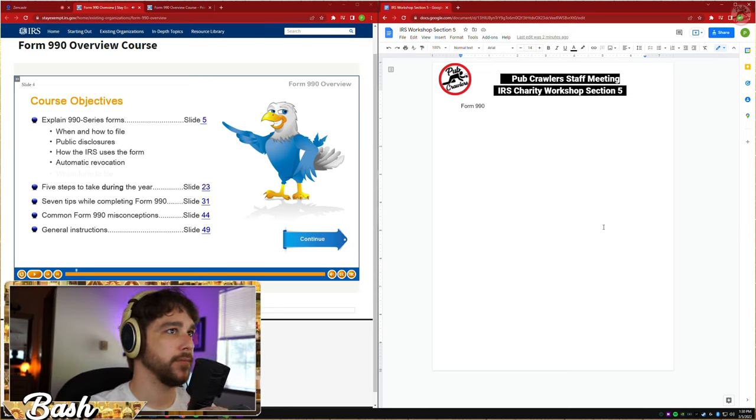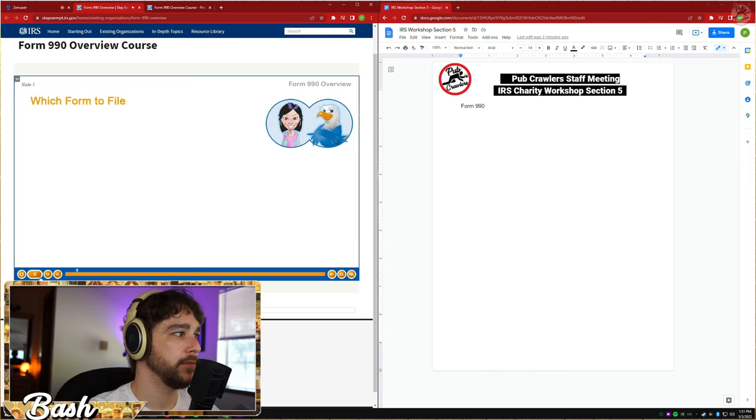I'm interested in how the IRS uses the form. I wonder how far into detail they go with how they use it, how they process it, and what it does. I would assume it's all automated and just scanned in, and whatever value you put in that box goes into that field on their end, and they store it there.